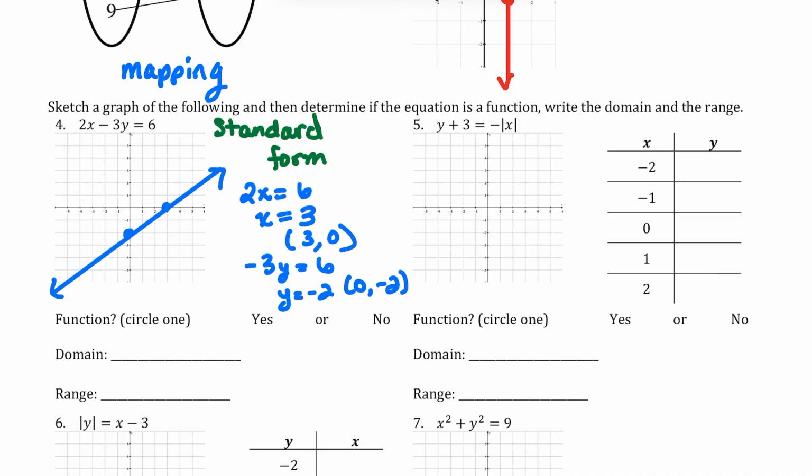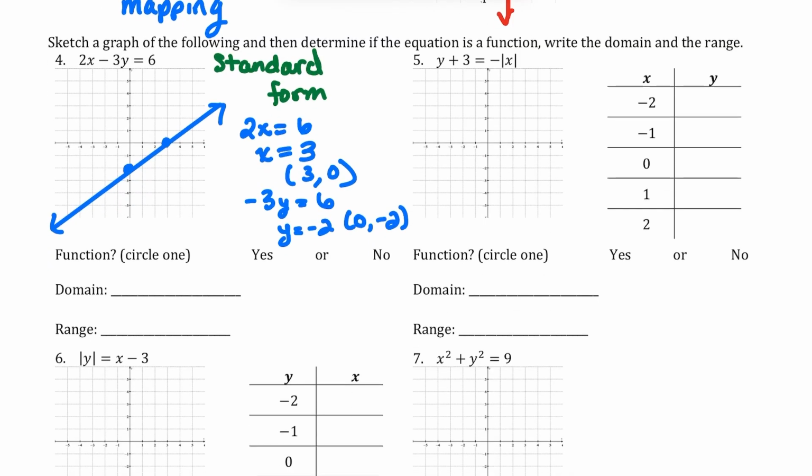Is this a function? Well, I kept saying it. It's a linear function, so yes, this is a function. Every x has a unique y. There are no x's that repeat. Then we're going to remind you about domain and range. Domain is all possible x values. So you ask yourself the question, are there any values of x that I cannot plug into this?